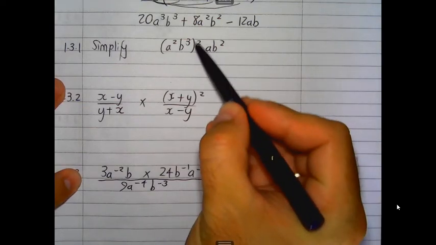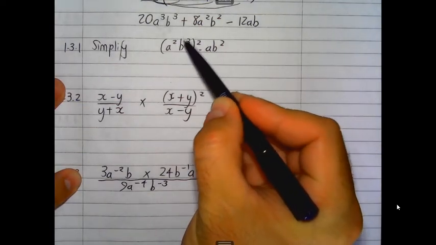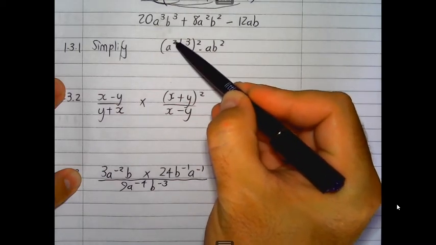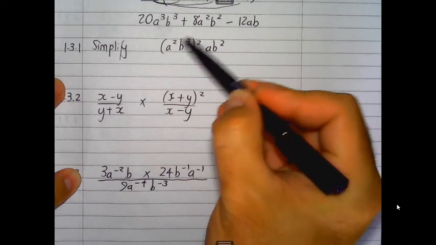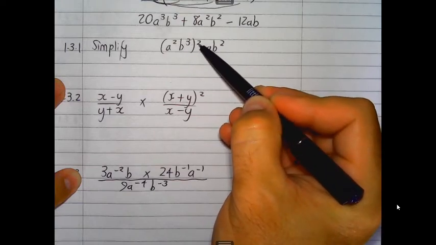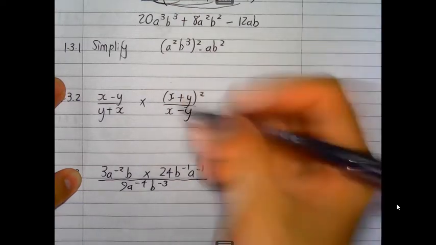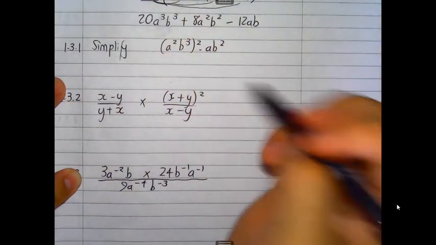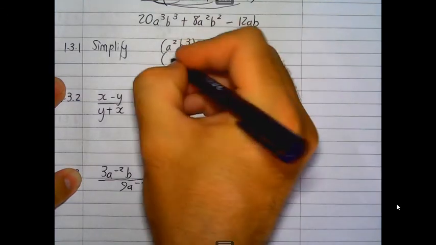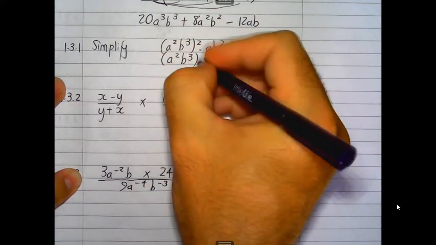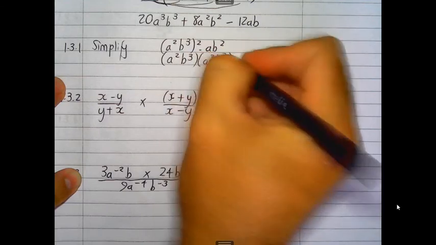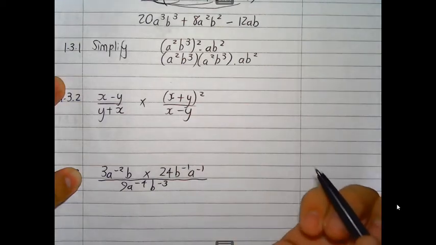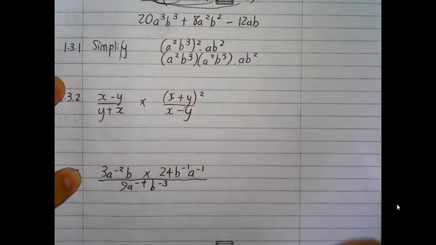Now that 2 is going to get multiplied into this bracket. In other words, this exponent, a to the power 2, is going to be affected by that 2. This b cubed is going to be affected by that 2. And the way you could write this out, and you don't have to do this, I'm just trying to explain here, is that 2 means that there are actually 2 of those brackets. Do you agree? It means that you could write out that bracket twice. And it's a nice way to maybe think through a question.